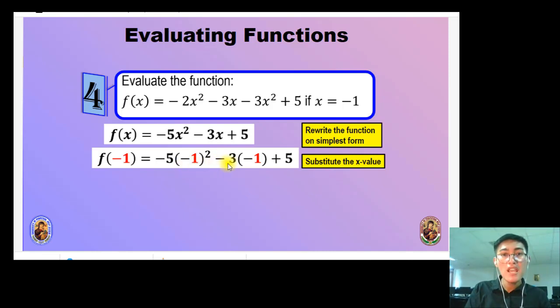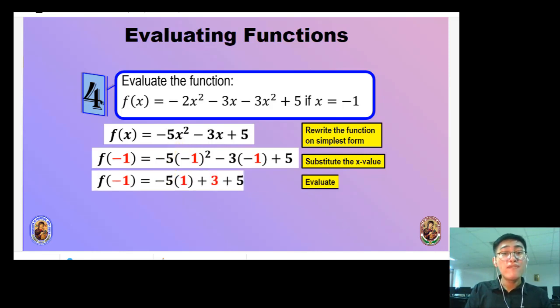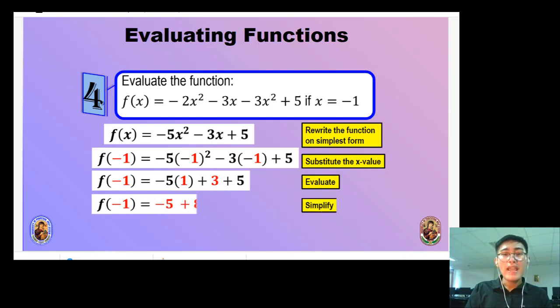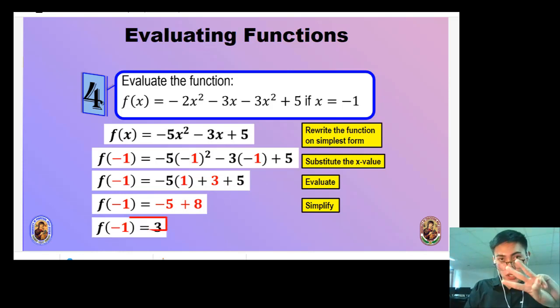And here we have negative 3 times negative 1 plus 5. What are we going to get here? Negative 1 squared is positive 1. And that positive 1, you multiply it by negative 5, we will get negative 5. Okay? So that would be negative 5 plus 8. Where did we get 8? Negative 3 times negative 1 is positive 3. Positive 3 plus 5 is positive 8. And combine negative 5 and positive 8, we will get positive 3. Okay? Next, number 5.